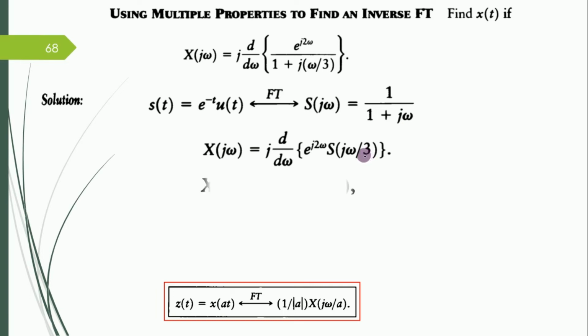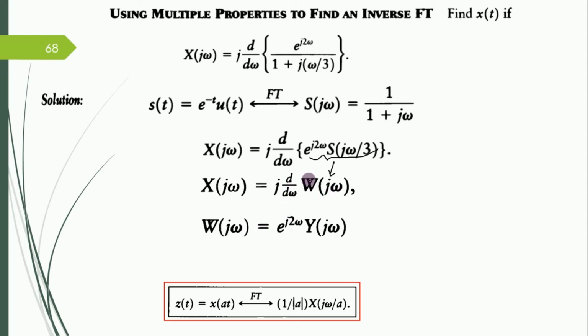Very simple. Again, I simplify it. Here, the whole of this term, I call it W of j omega. One more simplification: W of j omega is equal to e raised to j omega. This S of j omega by 3, I call it Y of j omega. See, the same equation I'm representing in this way.